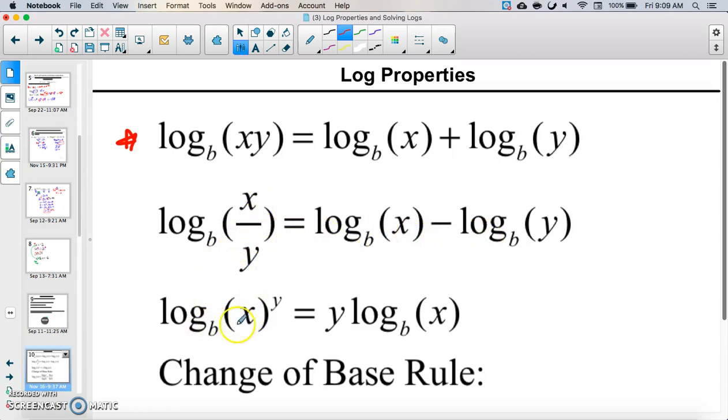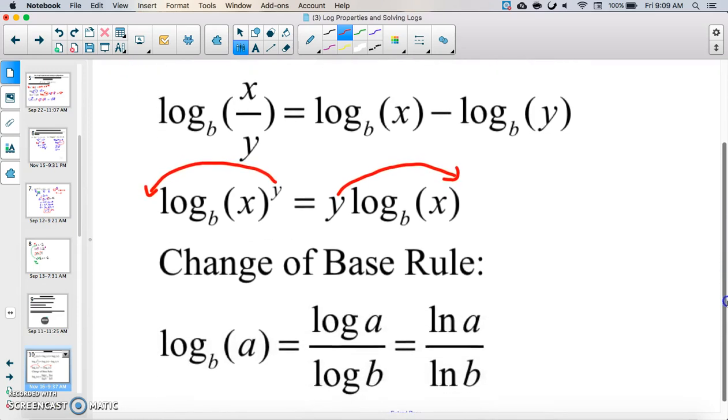With exponents, when we've got an x or our value raised to an exponent, we can bring that exponent up to the front, and then you're going to have that value in the front of your log instead. Same thing goes the other way. If you had a number in the front of your log, you could take it the other way and bring it up here and make it your exponent. So those are 3 important properties.